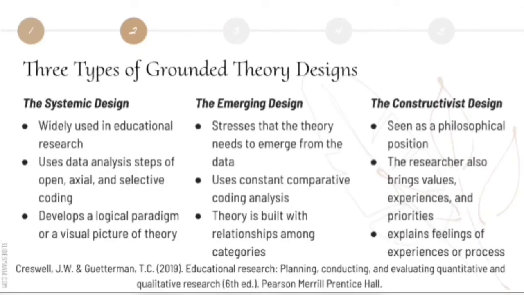First, I will speak to the systematic design of Corbin and Strauss. This design is widely used in educational research, uses data analysis steps of open, axial, and selective coding, and develops a logical paradigm or a visual picture of the theory. The emerging design from Glaser stresses that the theory needs to emerge from the data. It uses constant comparative coding analysis, and the theory is built with relationships among the categories. Glaser believes that his style of grounded theory exists at the most abstract conceptual level, and he believes it can be ever-changing.